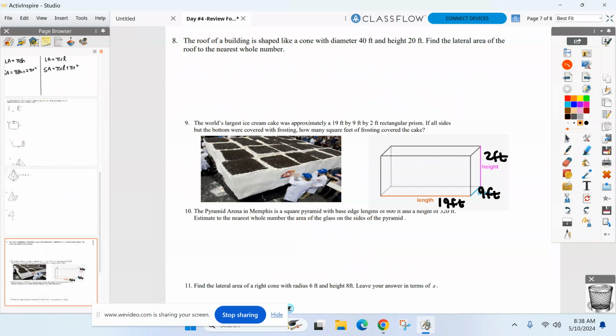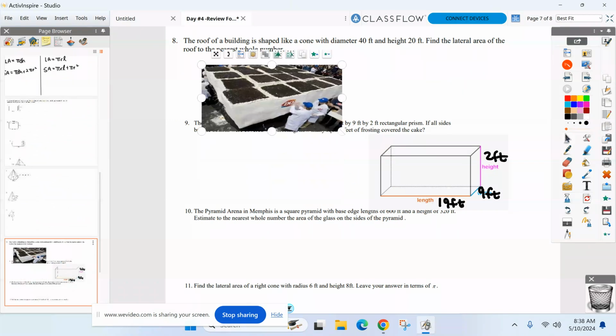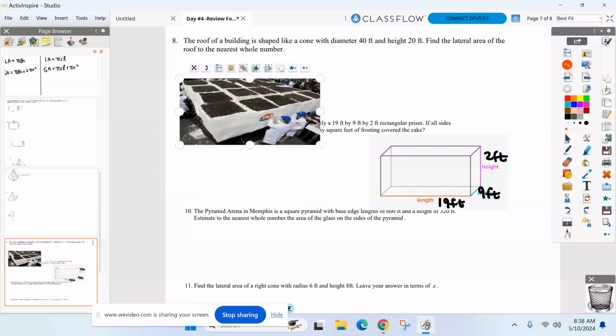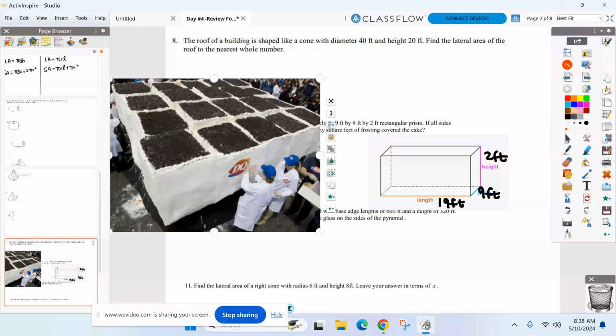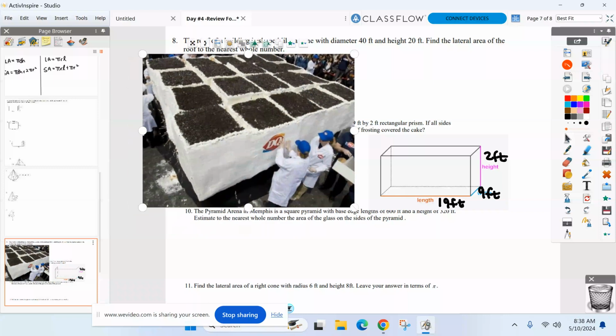Whenever I can find a little real life example to relate to what we're doing, why not? Just wanted to show you number 9. I'm not doing the problem with you or going over anything. It deals with the world's largest ice cream cake, and I just want you to know that it does exist, and here you go. There it is. A little Dairy Queen did it. I forget what year, but there it is.